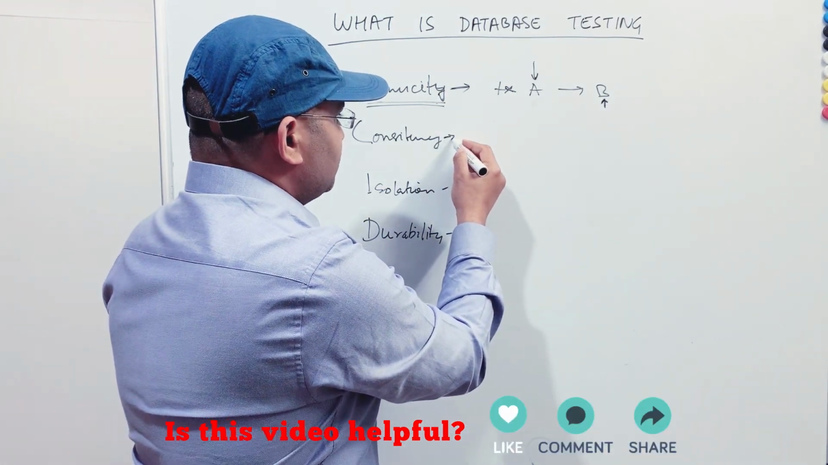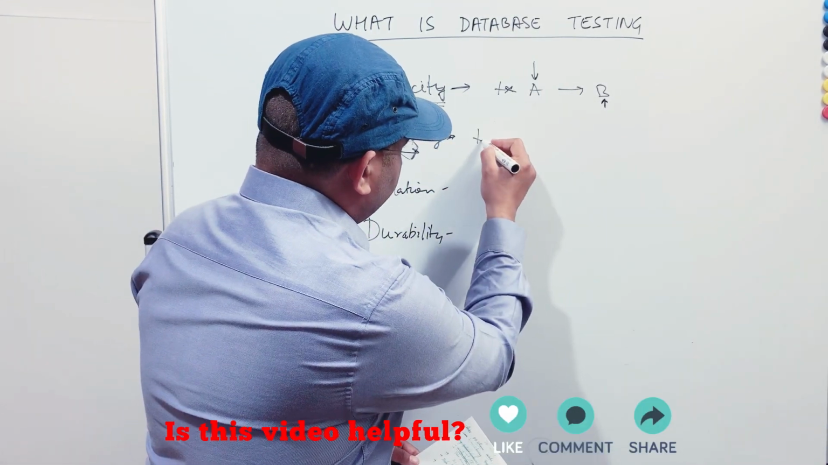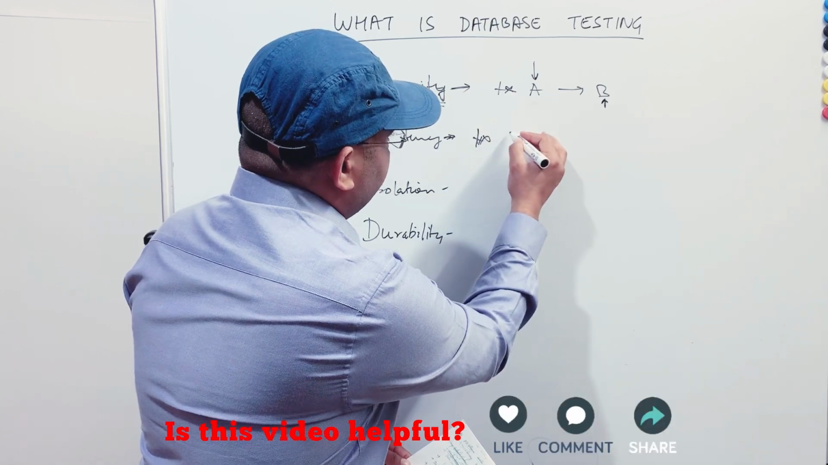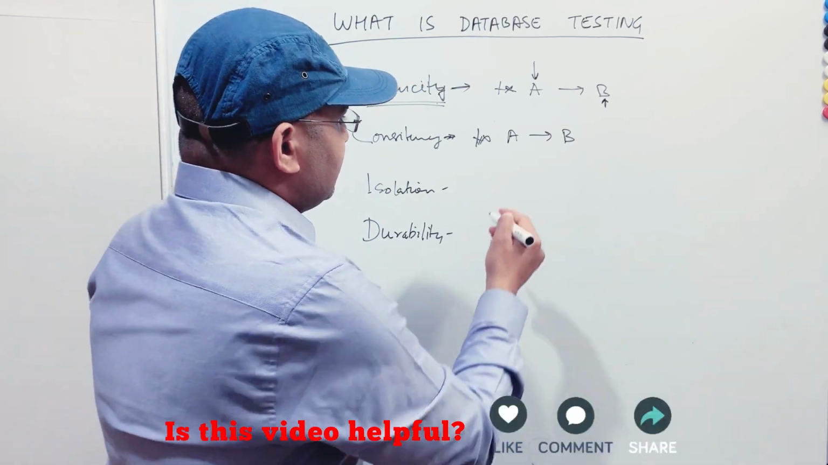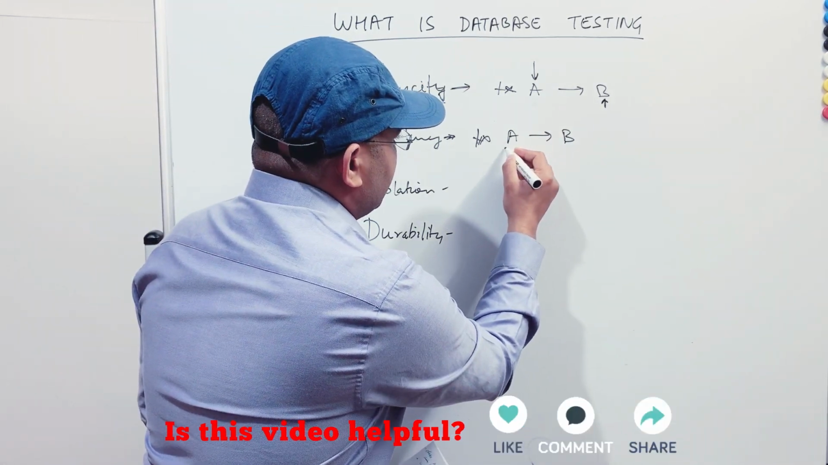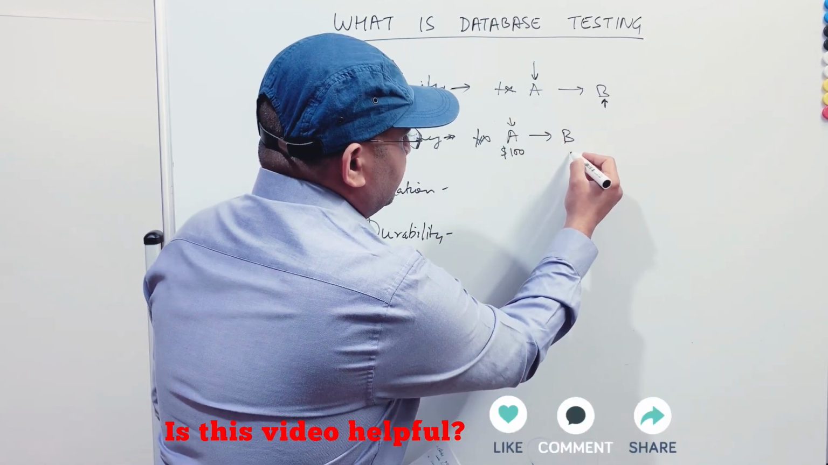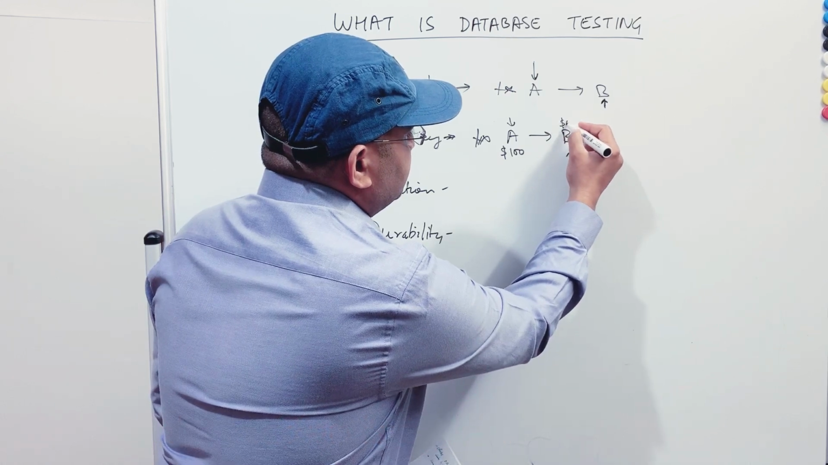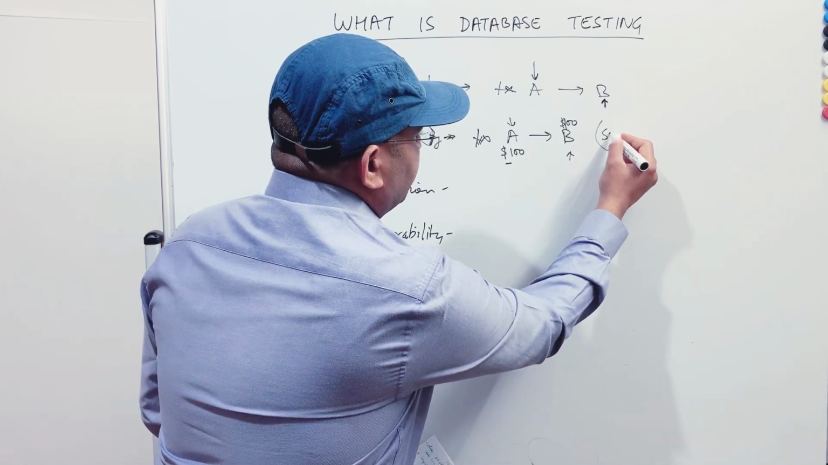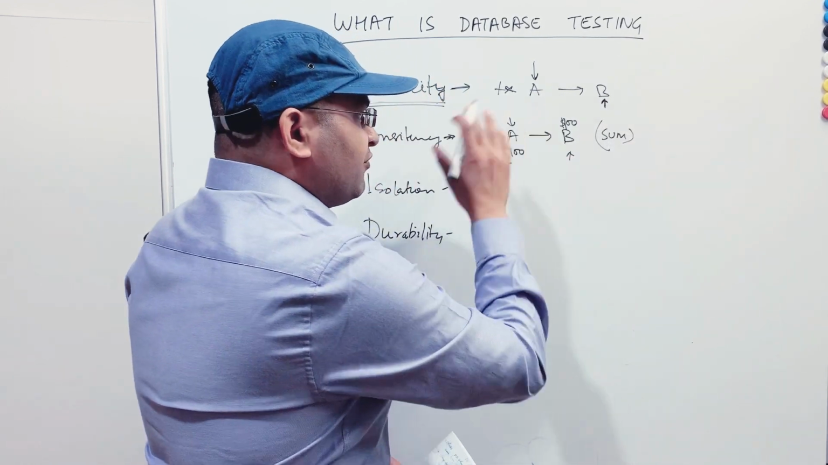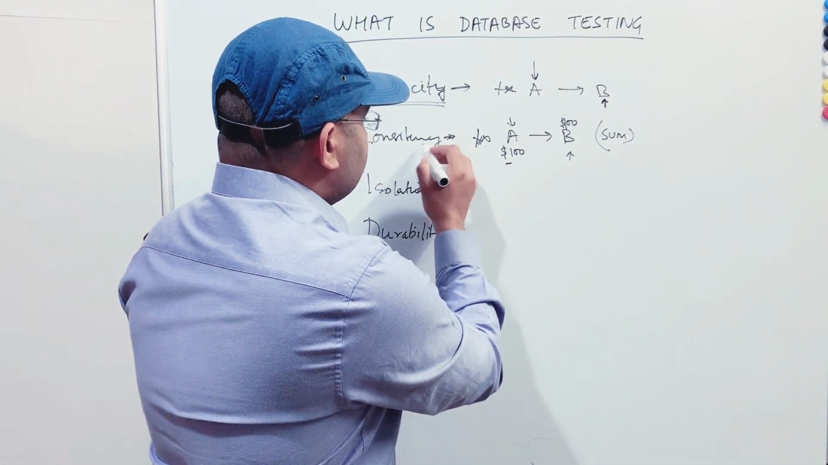Now when we talk about consistency verification, you are transferring the amount from A to B. What consistency means is that if you are transferring $100 from A to B, then $100 should be credited here and debited here. So basically the sum of both the accounts after and before the transaction should be the same, right? So that's what consistency is.